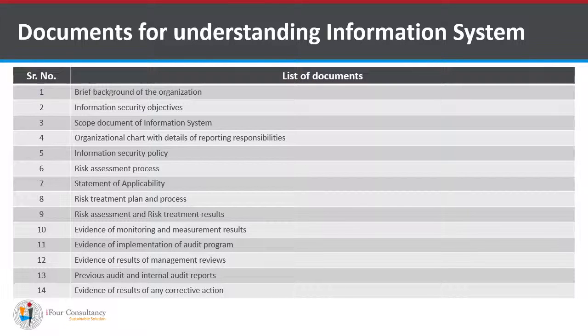Documents for understanding the information system. Here is a list of documents that you need to go through for understanding the IS. A brief background of the organization is needed, the information security objectives, the scope document of the information system, the organizational chart with details of reporting responsibilities, the information security policy, the risk assessment process, the statement of applicability made by the system owner and the company, the risk treatment plan and process, the risk assessment and risk treatment results, the evidence of monitoring and measurement results, the evidence of implementation of the audit program, the evidence of results of management reviews, previous audit and internal audit reports, as well as the evidence of results of any corrective action.